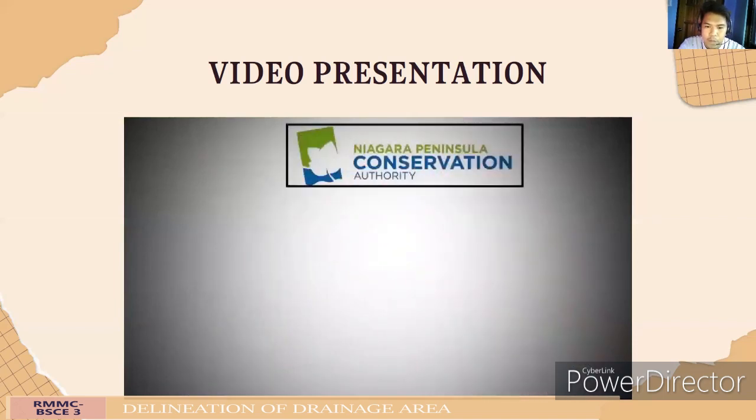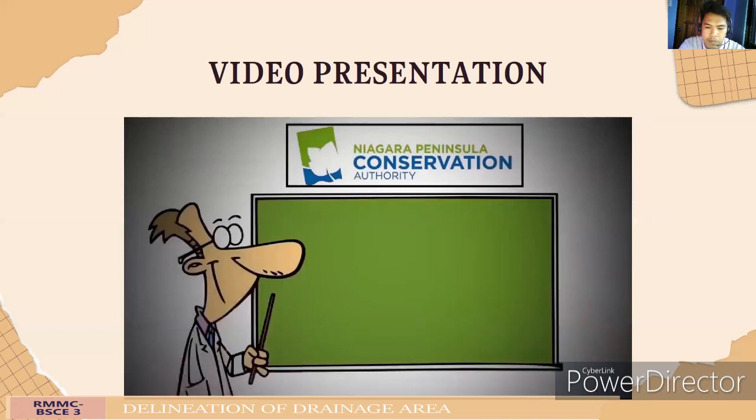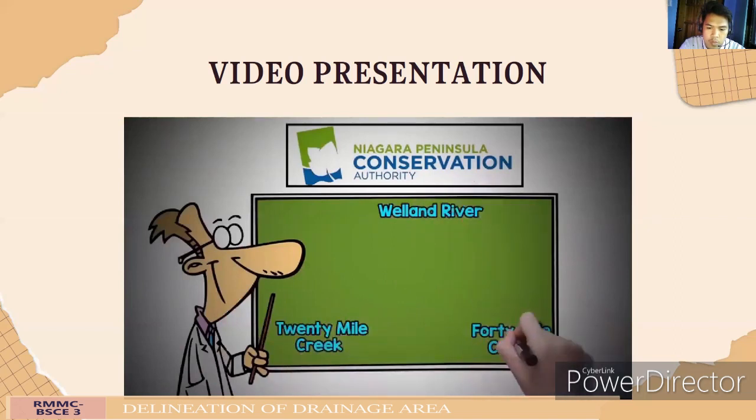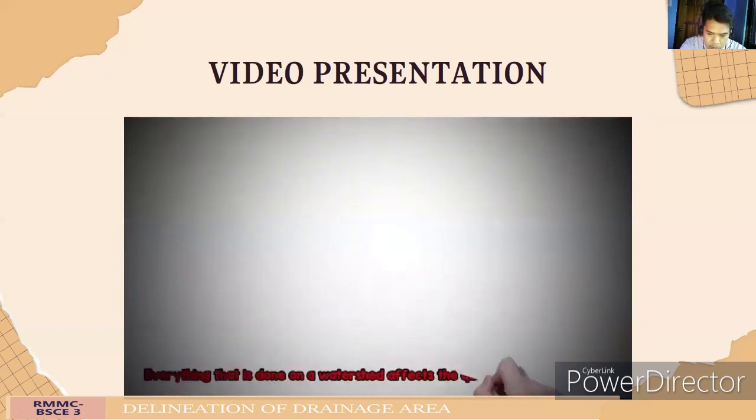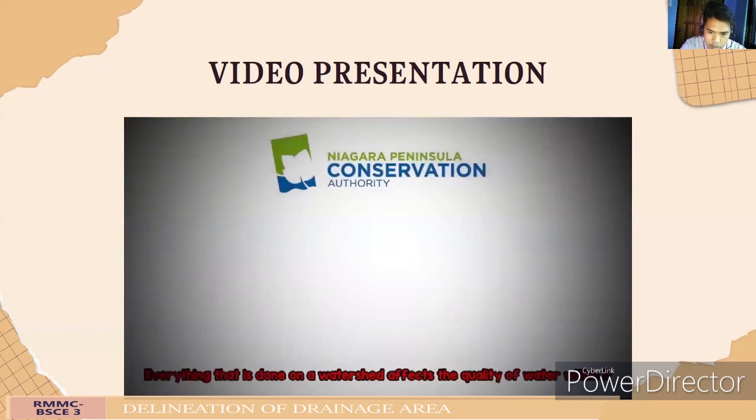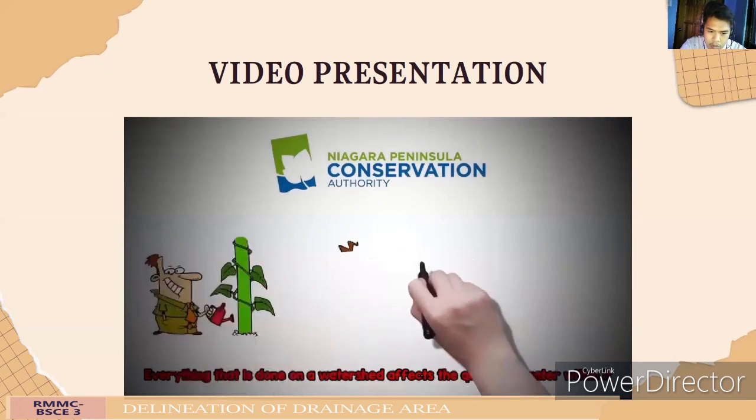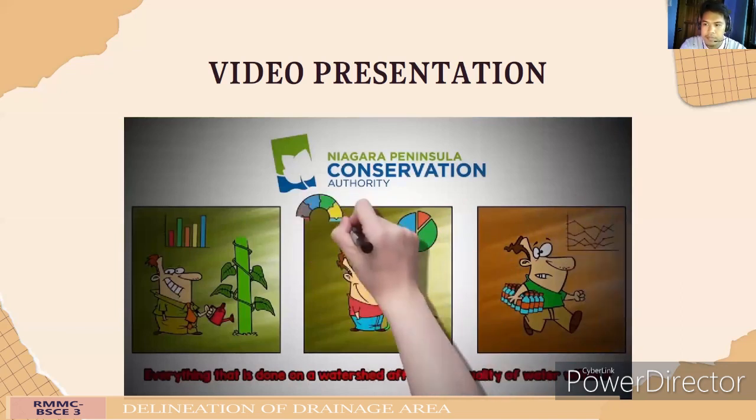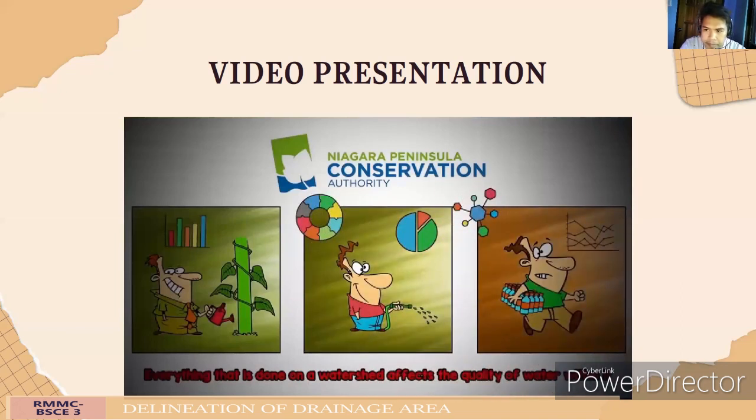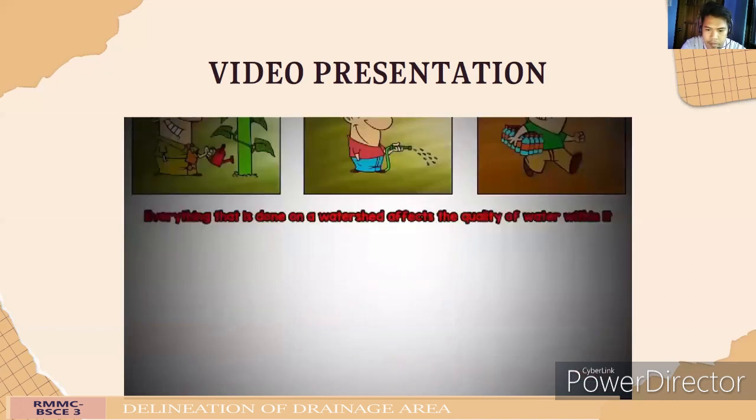A watershed defines Niagara Peninsula Conservation Authority's boundary. The branches of some of the largest creeks that flow through the Niagara Peninsula, like the Welland River, 20 Mile Creek, and 40 Mile Creek, reach all the way up into the city of Hamilton and the county of Haldimand. Everything that is done on a watershed affects the quality of water within it. Niagara Peninsula Conservation Authority conducts programs that monitor and report on the quality of our watershed's ground and surface water. NPCA also implements programming that helps keep our drinking water safe and helps keep people and property safe from floods and other natural hazards.